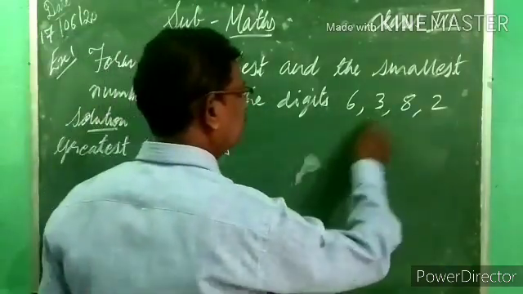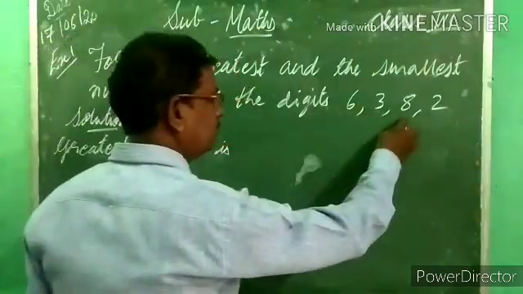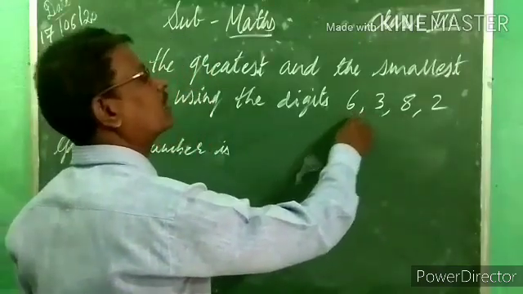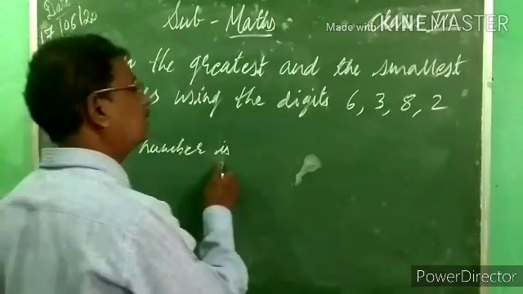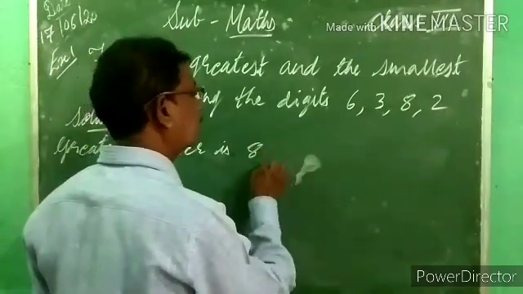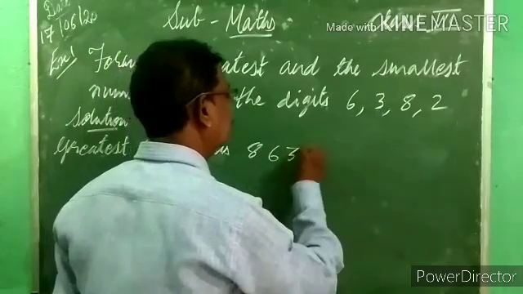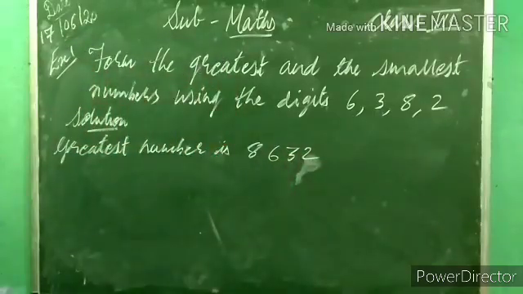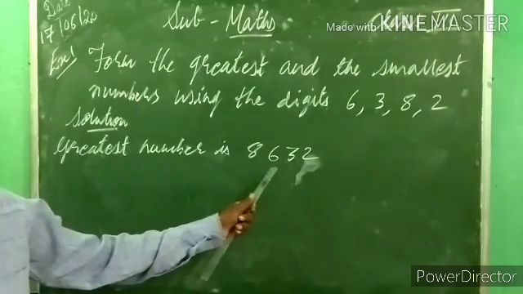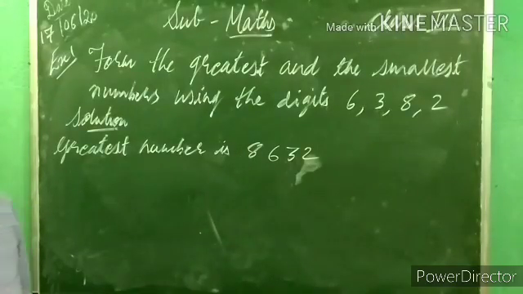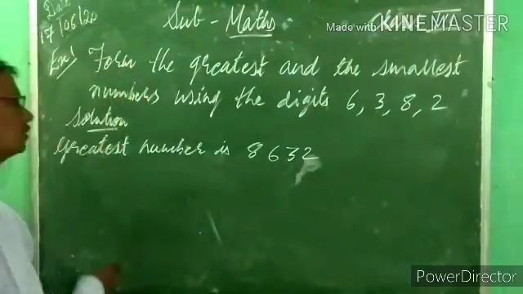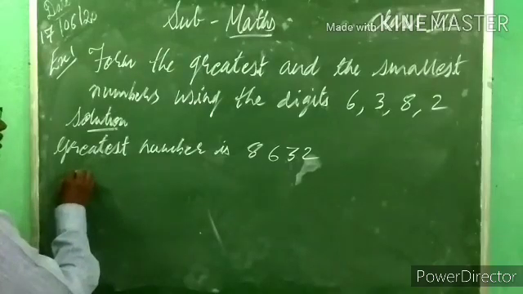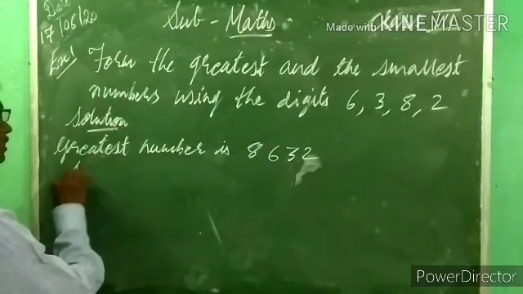Now among these numbers, which is the largest number? First number is 8. After that 6. After that 3, and after that 2. So arrange the numbers in descending order. 8. Don't put a comma here. 8, 6, 3, 2. 8,632. This is the greatest number. 8,632.